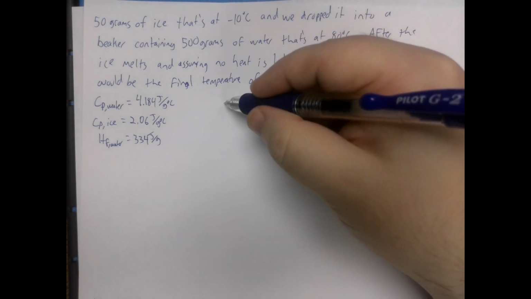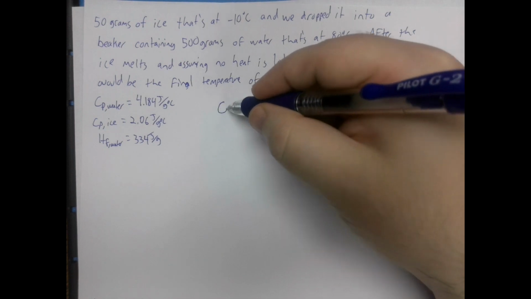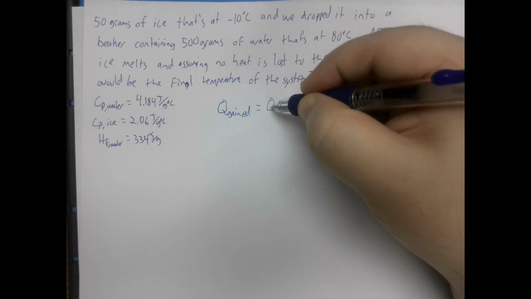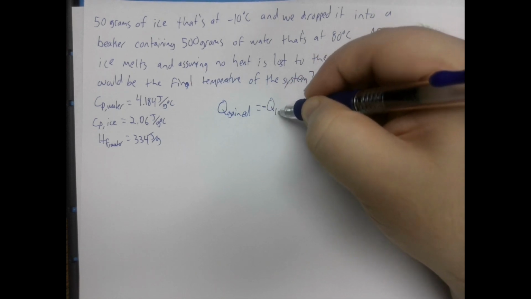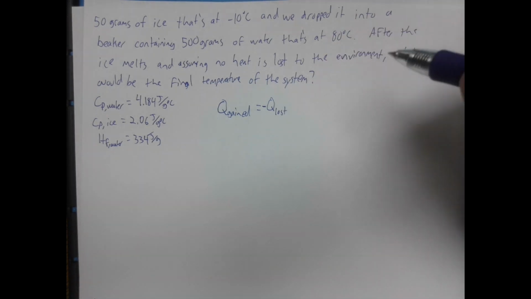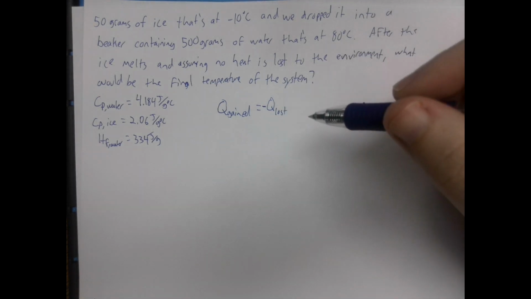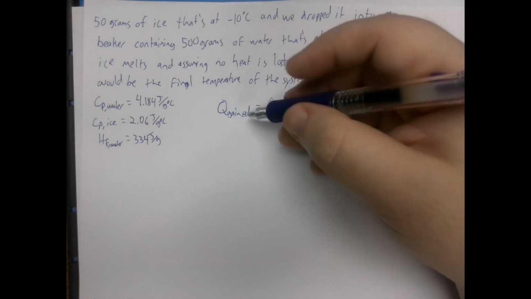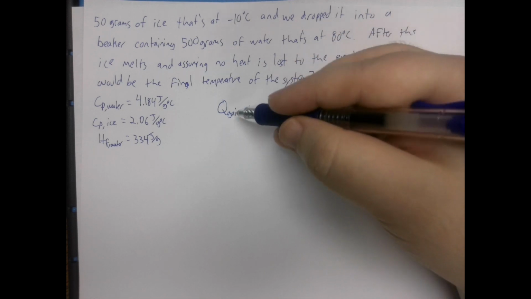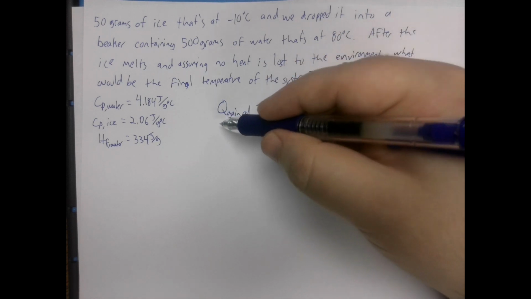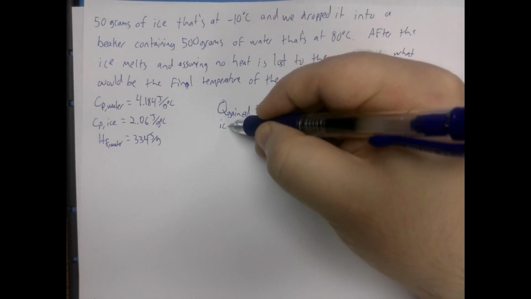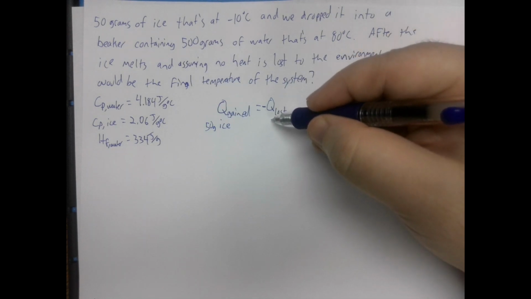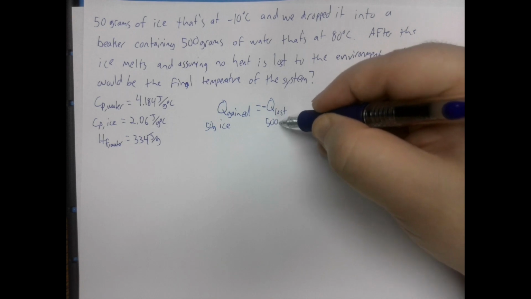So our main equation that we will be looking at is that the heat gained will equal negative heat lost. Heat always flows from hot to cold. So what's going to be gaining heat will be our ice, or 50 grams of ice. And what's going to be losing heat will be our 500 grams of water.